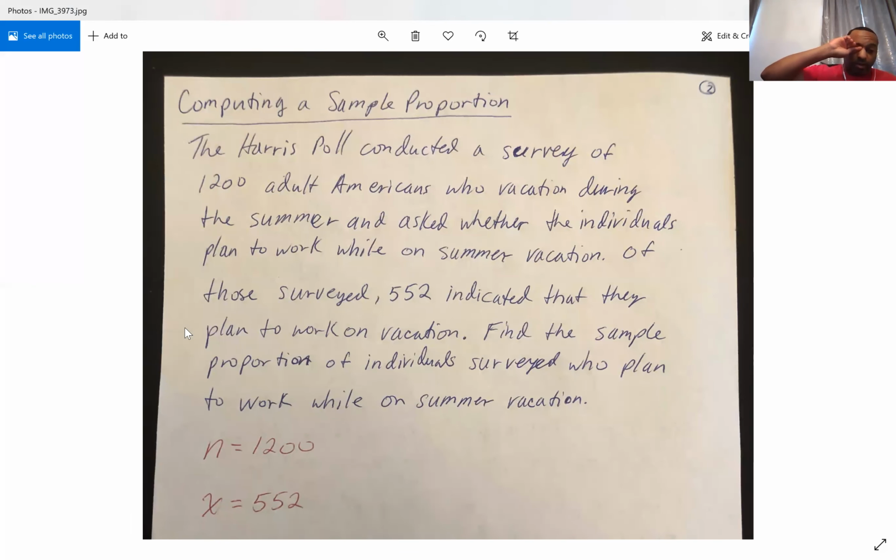All right, so let's look at an example that uses this. We have computing a sample proportion. The Harris poll conducted a survey of 1,200 adult Americans who vacationed during the summer and asked whether the individuals plan to work while on summer vacation. Of those surveyed, 552 indicated that they plan to work on vacation. Find the sample proportion of individuals surveyed who plan to work while on summer vacation. So I'll give you a chance to write it down.